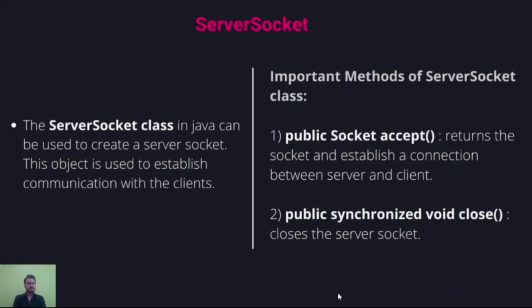Server socket. The server socket class in Java can be used to create a server socket which resides at the server side only. This object is used to establish communication with the clients. The two important methods of server socket class are accept and close. Accept returns the socket and establishes a connection between the server and client. The close method closes the server socket after our work is done.